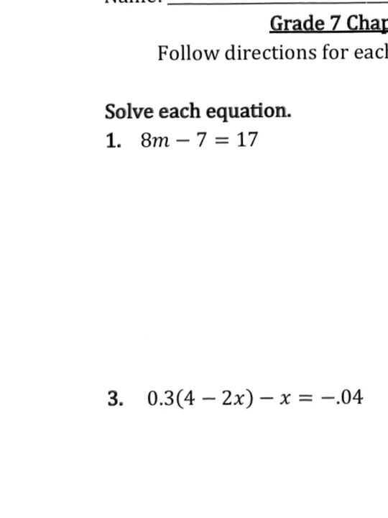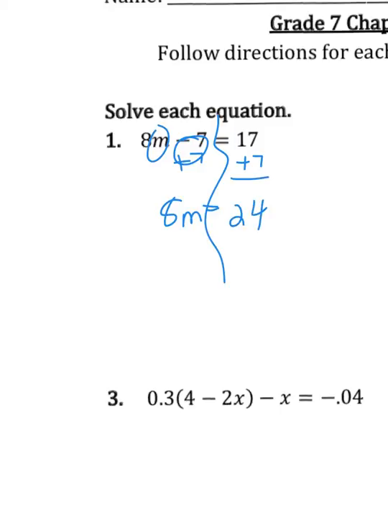Solve each equation. When I see equation, I like to identify where my variable is, and then I start on that side. Okay, so add 7 on both sides of the equation. That turns into 0. 8m is equal to 24. Now I have m here, so it's multiplication. So divide by 8. 1m equals 3.